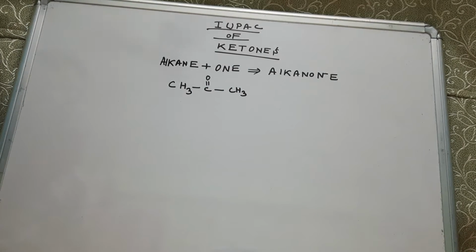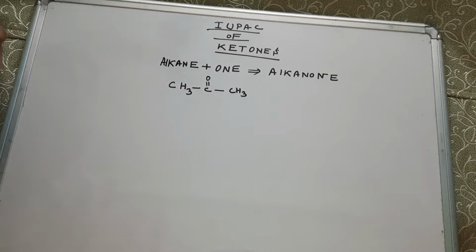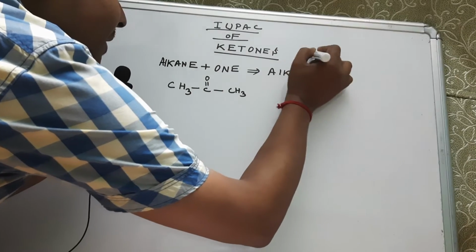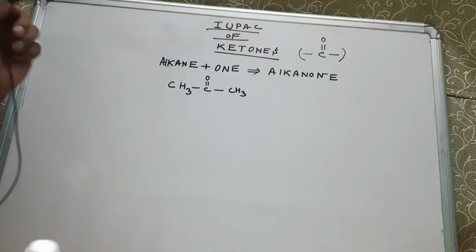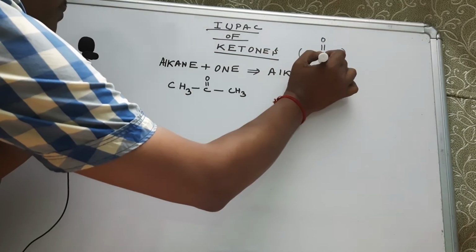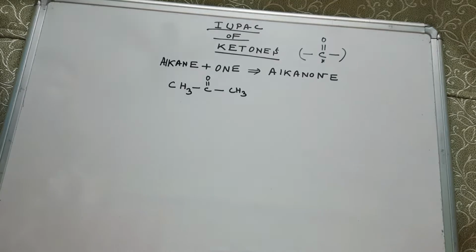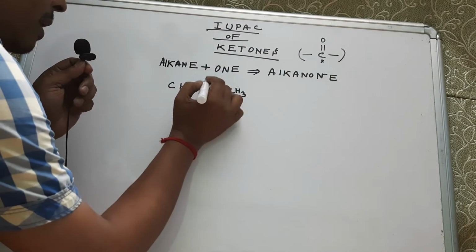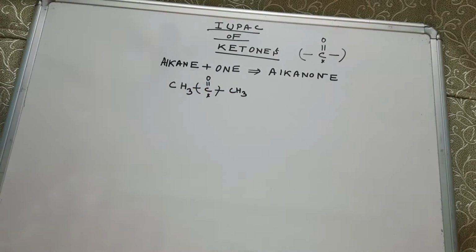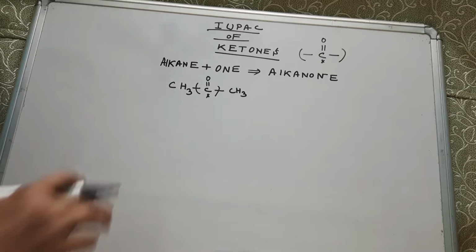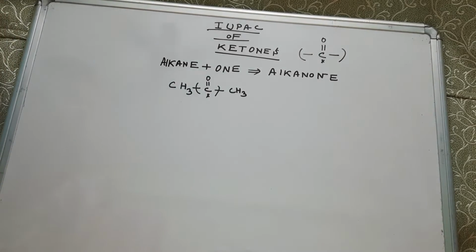So identify the keto group. Which one is keto group? The keto functional group is like this: carbon double bond oxygen, and the two sides of that carbon atom are free to combine with any other alkyl group. So here this is the carbonyl carbon, and it is combined with the two methyl groups from two sides.